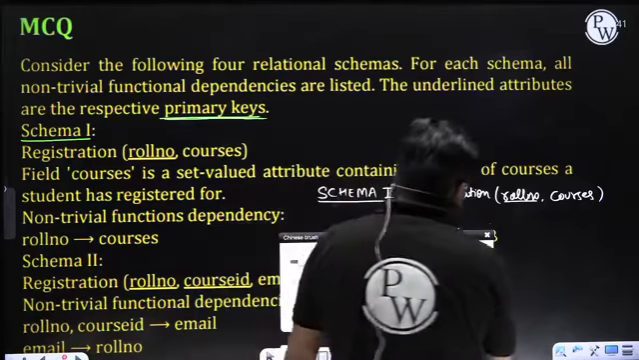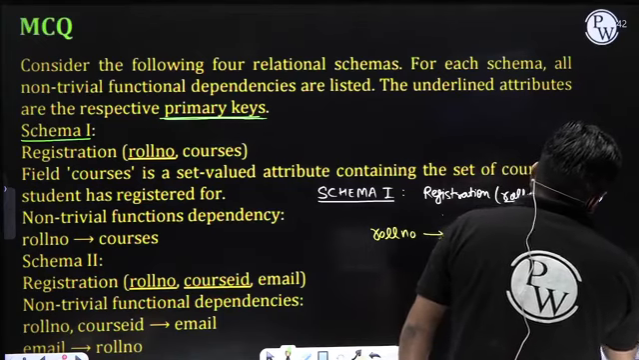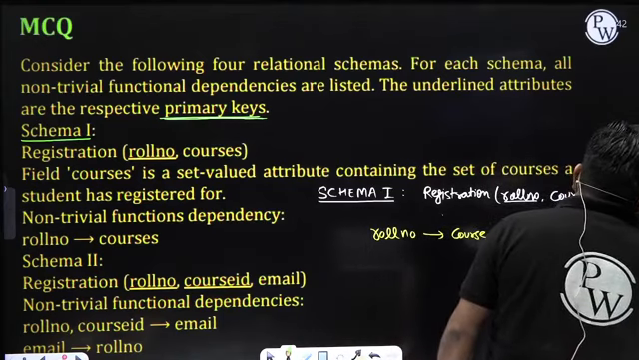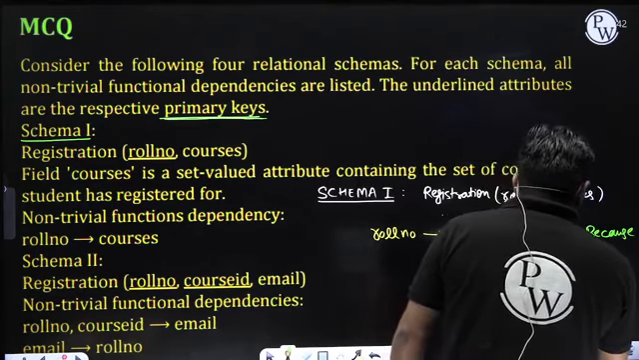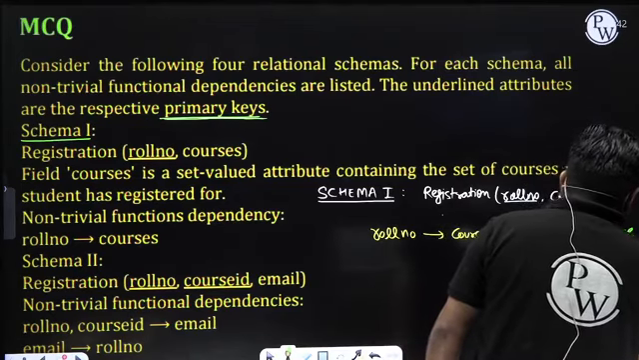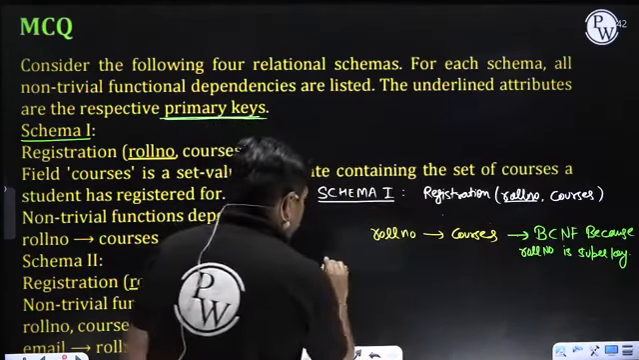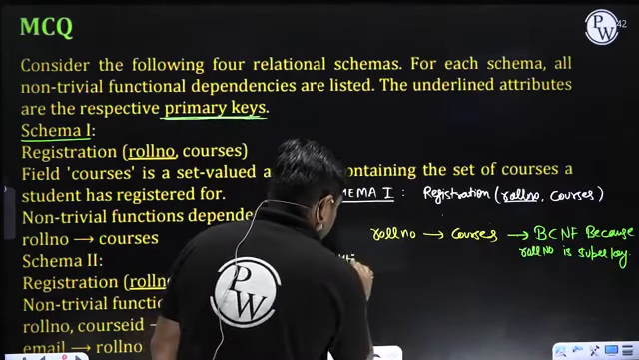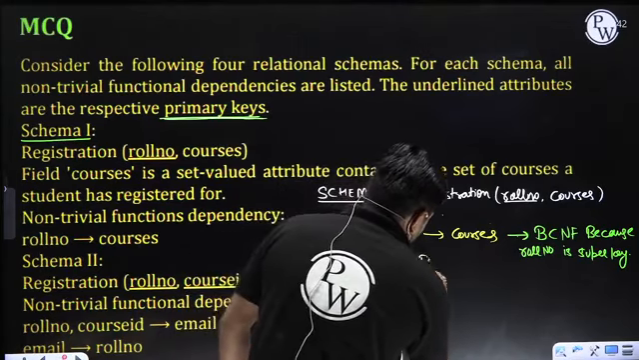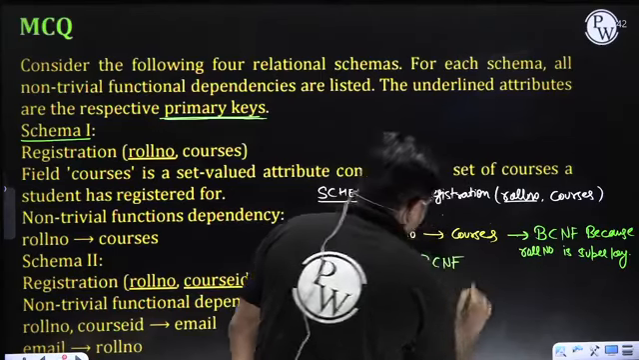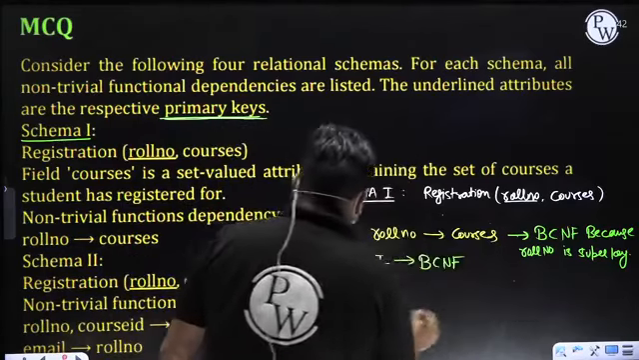So directly you can say the schema is in BCNF. Why? Because roll number is a super key. Roll number is a super key. So schema 1 is in BCNF. Now we will discuss schema second.